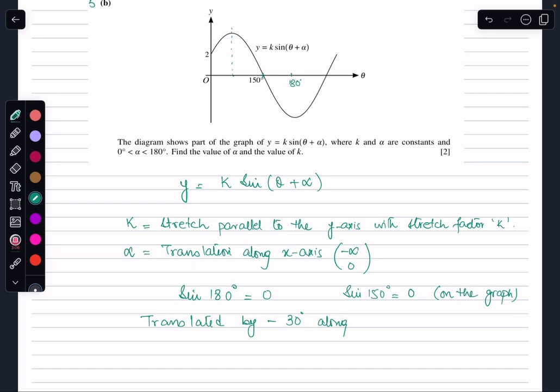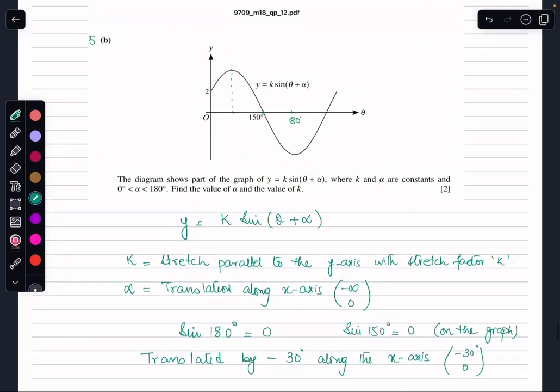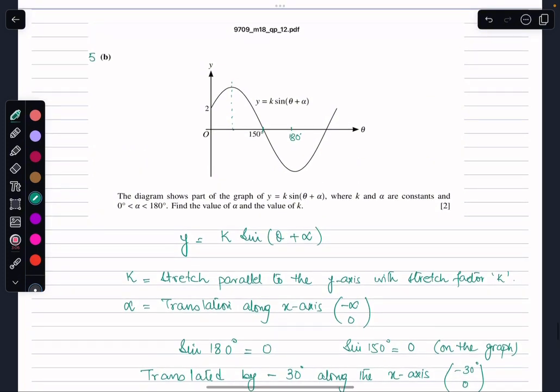the x-axis. Along the x-axis here, this negative 30 is the difference between 150 and 180, and then it should be a negative 30 degrees along the x-axis, meaning it should be negative 30 degrees and a 0 here. So we got this alpha value, which is going to be negative 30 degrees.